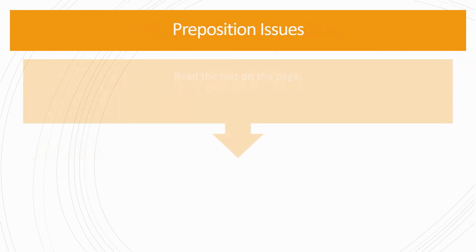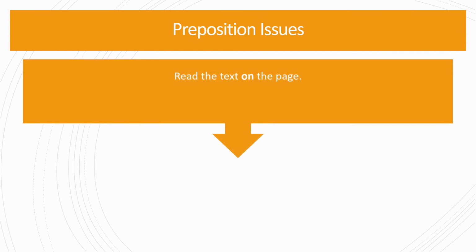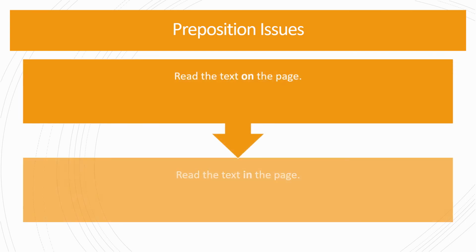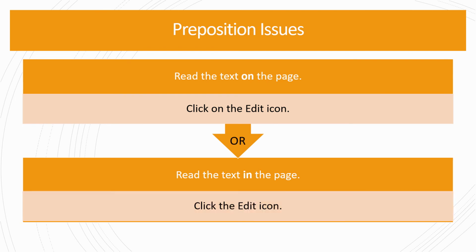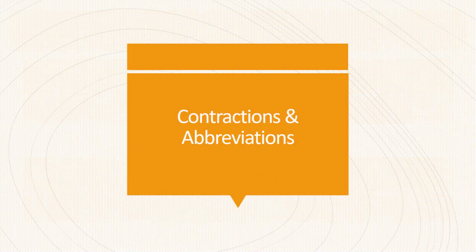Now, let's discuss two examples for prepositions. The first sentence can be written as, "Read the text on the page," or "Read the text in the page." Similarly, the second sentence can be written as, "Click on the edit icon," or "Click the edit icon." In situations like these, when both the options seem correct, refer to the style guide for clarity.